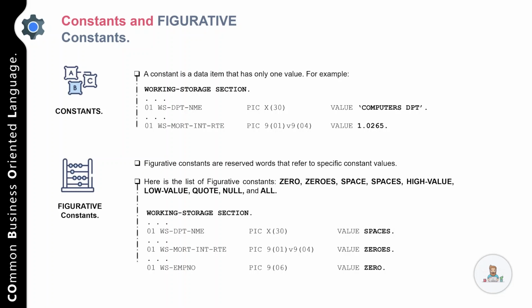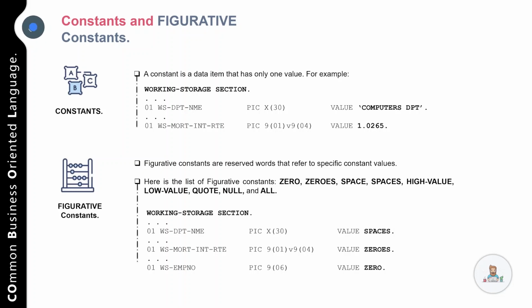Similarly, you have the mortgage interest rate variable. In this case, I've used the figurative constant zeros. That means all the bytes, that is 5 bytes, will be filled with zeros. And for the last field, employee number, I've used the figurative constant zero. So that means my employee number will have 0 as an initial value. Similarly, you can use other figurative constants to initialize these variables with specific values, for example, high value, low value, quotes. These are a couple of important figurative constants that you'll be using in your COBOL programs.